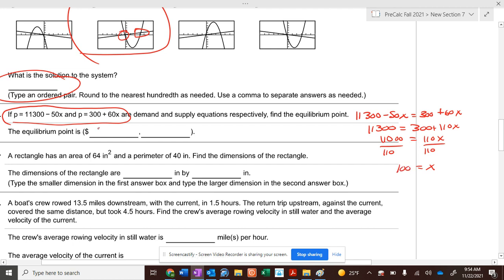So if x is 100, stick 100 in for x of the equation to find p. So 600 plus 300 is 900. Oh, it's 6,000. So it's 3,300.